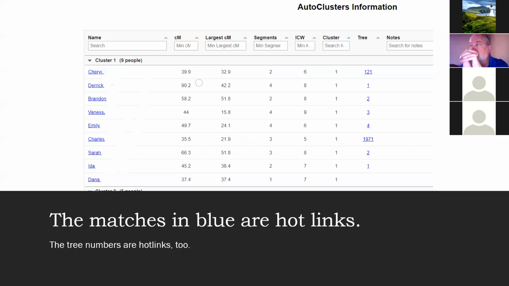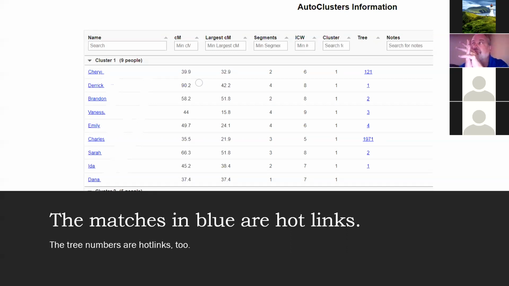It also shows you the minimum centimorgans, the centimorgans that you have in common, the largest centimorgan segment, and how many segments there are in common. So Cheryl has in common with my dad six other matches. And it tells you which cluster they're in. So if you scroll down the table, it'll tell you cluster 1, all those 9 people. Then it'll have the 5 people from cluster 2, the 5 people from cluster 3, and so on.